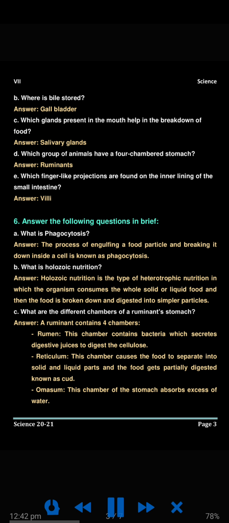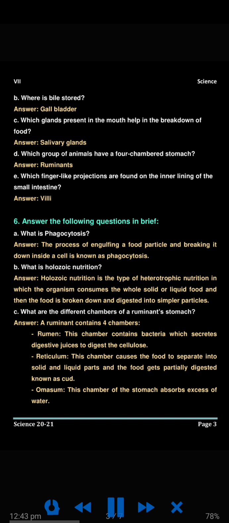6. Answer the following questions in brief. A. What is phagocytosis? Answer: The process of engulfing a food particle and breaking it down inside a cell is known as phagocytosis. B. What is holozoic nutrition? Answer: Holozoic nutrition is the type of heterotrophic nutrition in which the organism consumes the whole solid or liquid food, and then the food is broken down and digested into simpler particles.